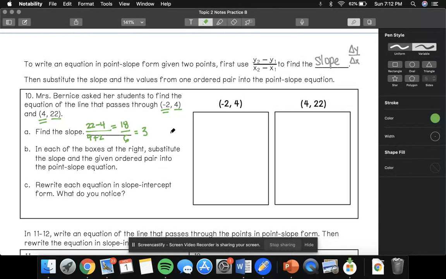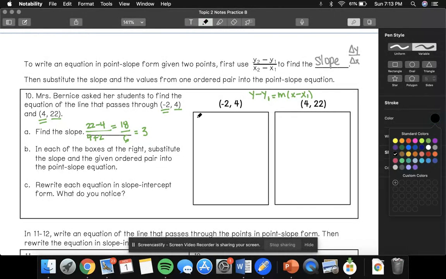Now you can pick either point. We're going to do both of them at the very beginning, and we are going to substitute them into our point slope equation. First we're going to do -2, 4. I'm going to write the equation real quick: y minus y1 equals m times x minus x1. So my equation would look something like y minus 4, because that's my y value, equals 3, because that's my slope, parentheses, x minus -2. So again, I made an addition problem.